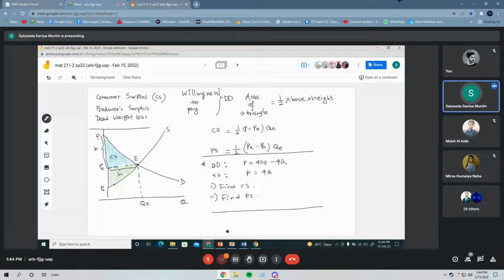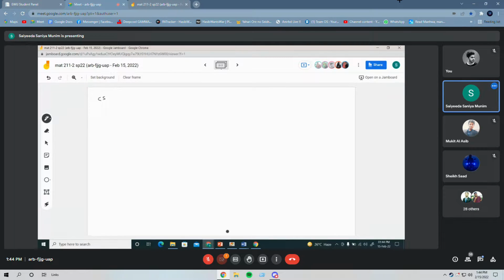Remember the consumer surplus formula. So we need to find the value of P, and for that we have P equals 400 minus 4Q. Put Q equals 0, so you get 400 as P. So consumer surplus is given as half into 400.